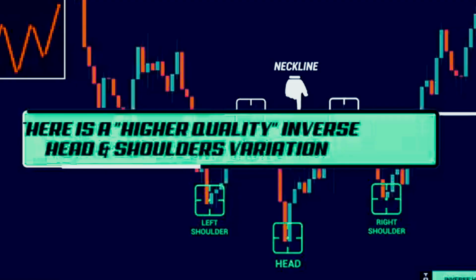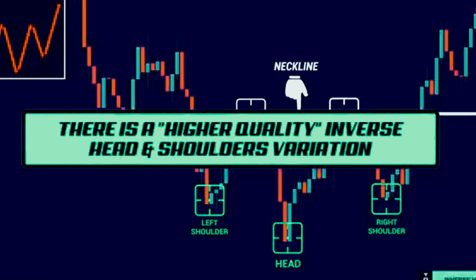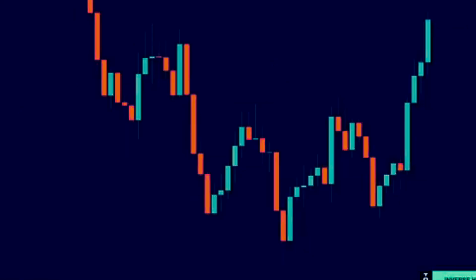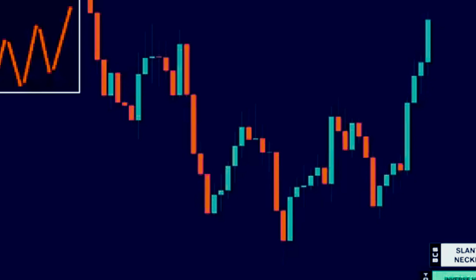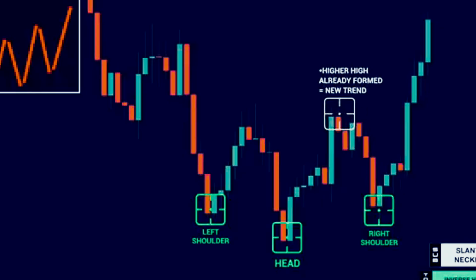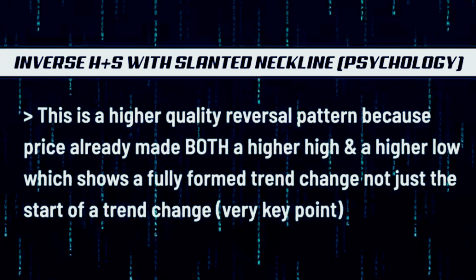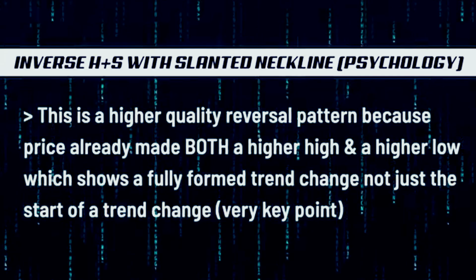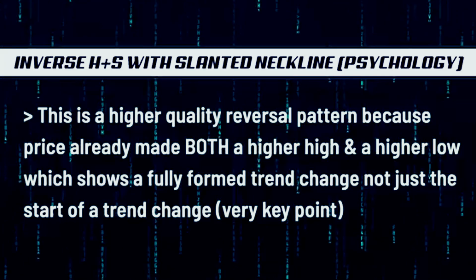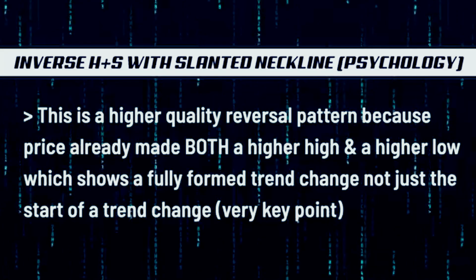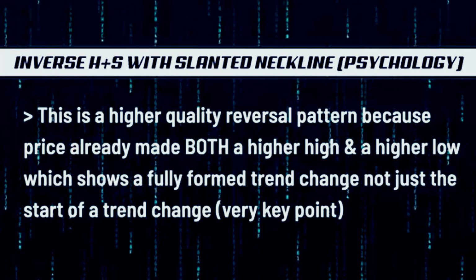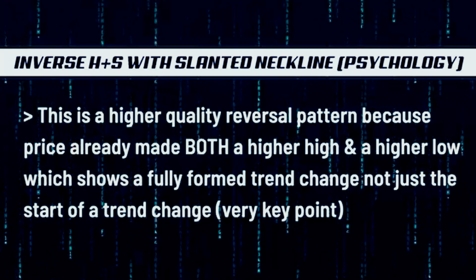Now again, there is a higher quality inverse head and shoulders pattern, which is an inverse head and shoulders pattern with a slanted neckline. Again, it is the same as your normal inverse head and shoulders pattern, except you already have a higher high that formed, creating the slanted neckline. Now from a price action standpoint, this is a higher quality reversal pattern because price already made both a higher high and higher low, which shows a fully formed trend change, not just the start of a trend change.